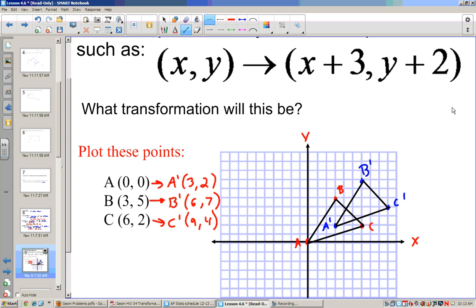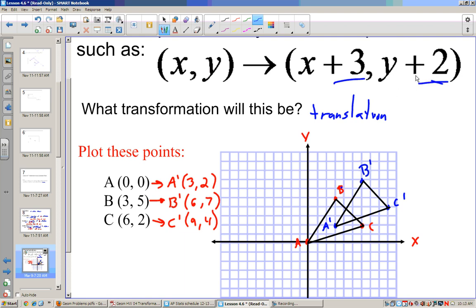now let's think about what type of transformation this was from the original to the image. Well, the orientation on the original is clockwise. The orientation on the second one is also clockwise. So we know it can either be a rotation or a translation. This doesn't look like it rotates at all, but it does look like it slides up here. So a translation is what this is. This moves it to the right 3 and up 2. Right 3 and up 2. So each point moved to the right 3 and up 2.